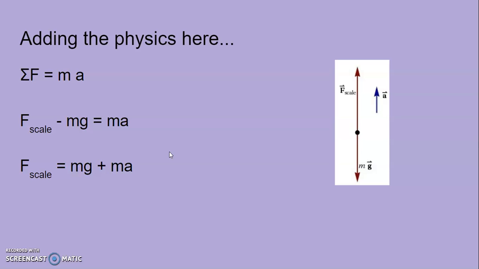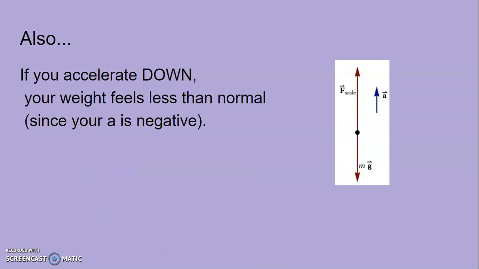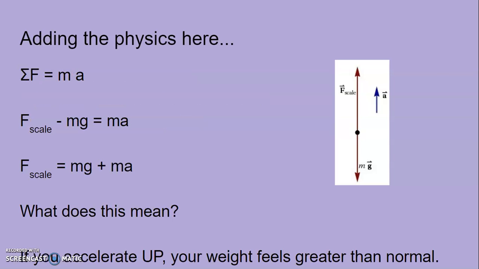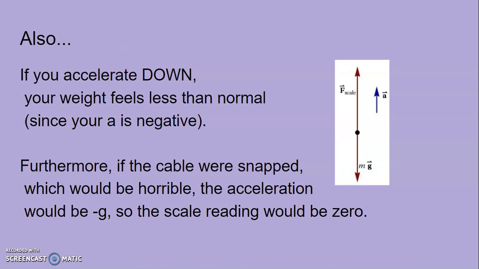On the other hand, if you have a zero acceleration or constant velocity, you're just going to read your regular scale. So accelerating upward, you feel heavier than normal. Accelerating downward, you feel lighter than normal. Since the acceleration is negative, look at the expression again. The scale reading will read less than mg. And if the unthinkable were to happen, and the cable were snapped, then the acceleration would be negative g, so the scale reading would be 0, and that is, of course, the meaning of weightlessness.